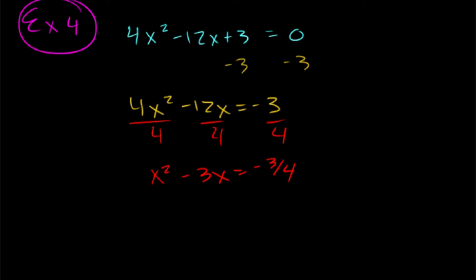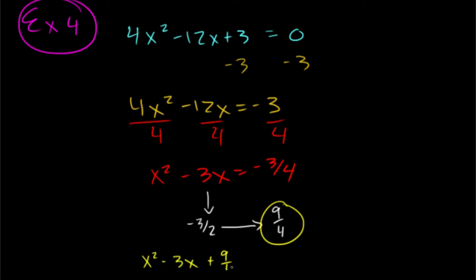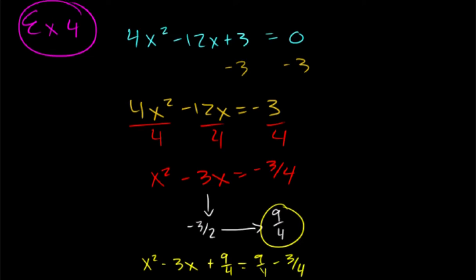Okay, now we do the L step. So you divide by 2, and then you square the top and square the bottom. You add this to both sides, so we get x squared minus 3x plus 9 over 4, 9 over 4 minus 3 over 4. Okay.